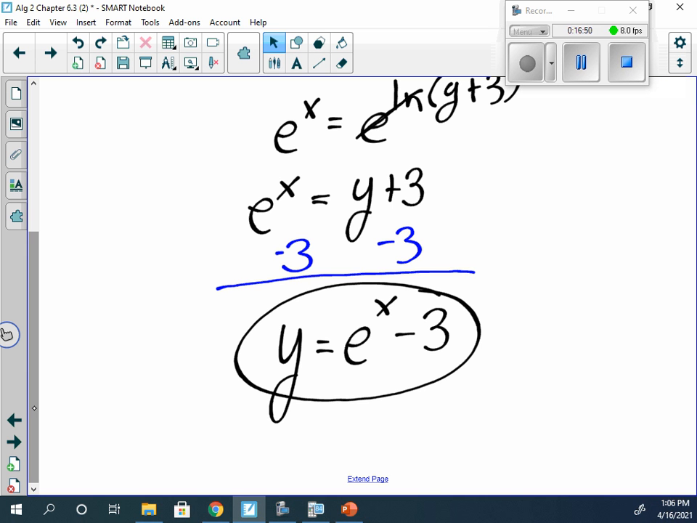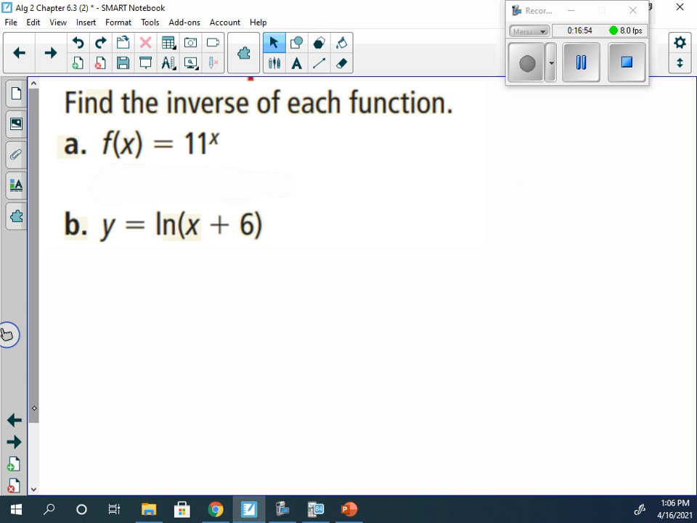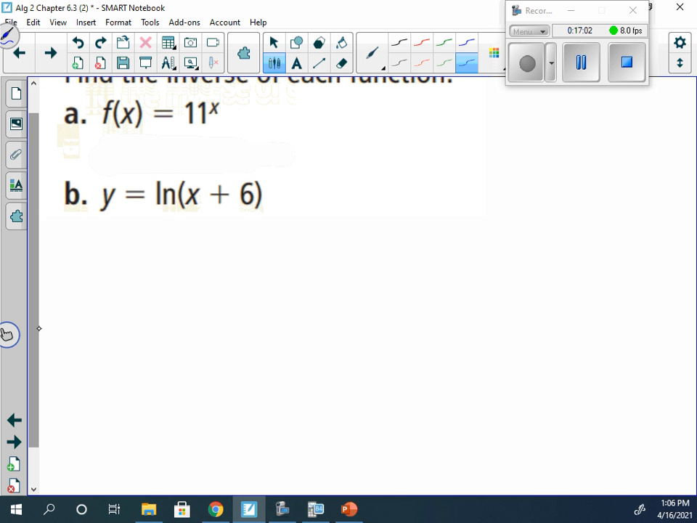Ready to look at some more? Yes. Okay. We have these two here. I'm going to write them down below because there's not quite enough room here. But we'll look at y equals 11 to the x first.